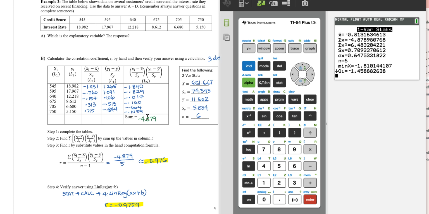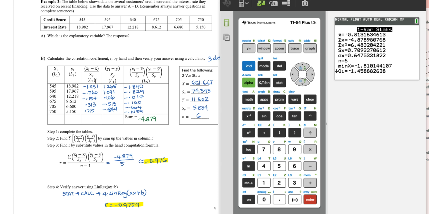Once I've done this, I have the summation, which is my numerator needed to compute the r score. So negative 4.879 over 5, which is the sample size 6 minus 1. Dividing that, you get approximately negative 0.976, which is a very strong negative correlation.